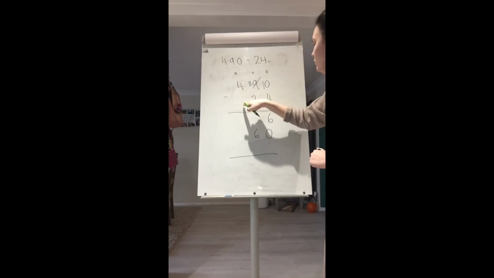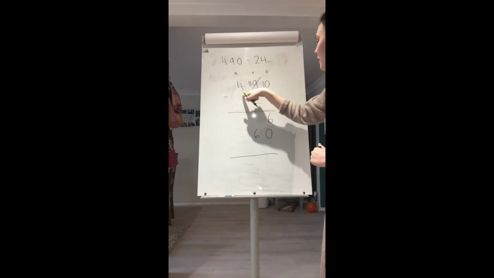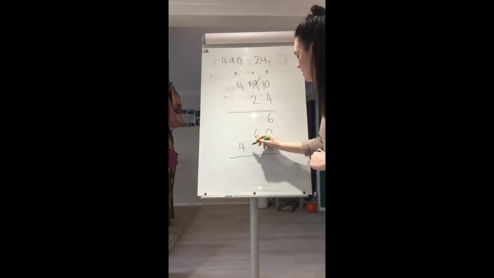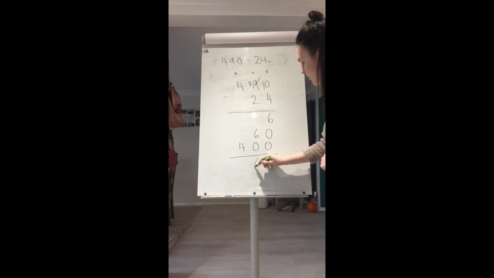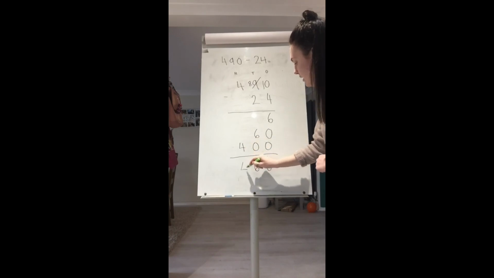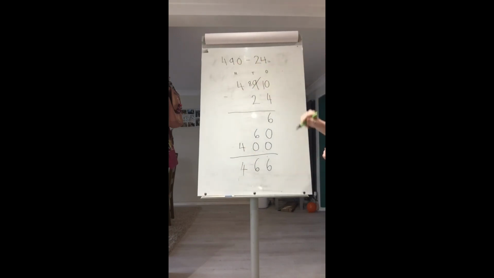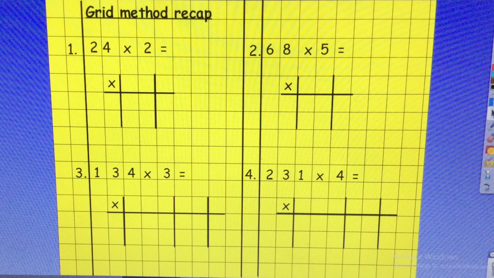And here I'm left with 400 because 24 is a 2-digit number. I haven't got anything to take away from 400. Even though it's a subtraction, it's really important that we remember when we get to here, we've still got to add up our totals. So 6 ones and no ones is 6. 6 tens, which is 60, add 0 is 60, and we've got our 400 here. So our answer to 490 take away 24 is 466. Brilliant stuff.